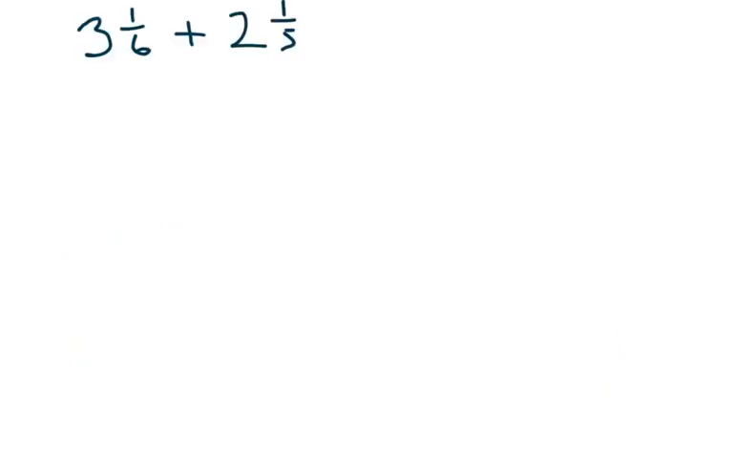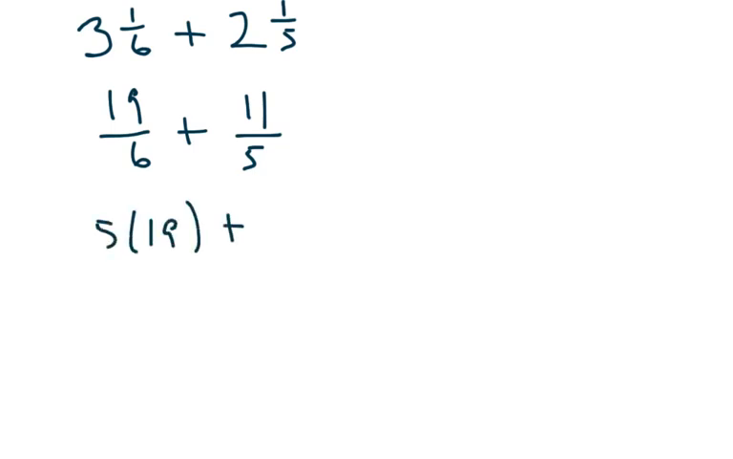Okay, 3 1/6 plus 2 1/5. So 6 3s are 18 plus 1 is 19 over 6, plus 5 2s are 10 plus 1 is 11, 11 over 5. Okay, so I'm going to go 5 multiplied by 19, ouch, plus 6 multiplied by 11, over 6 by 5 is 30.